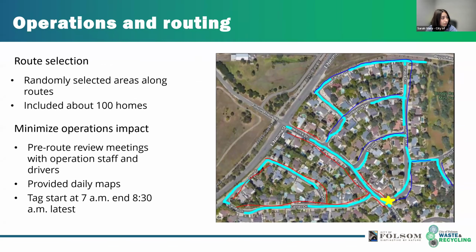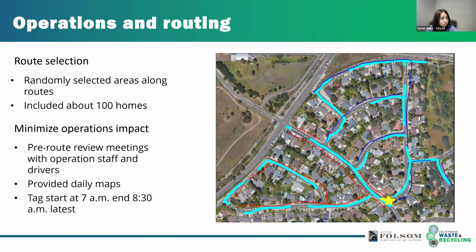As far as operations and routing go, we worked really closely with our operations team to execute our route reviews. One of our main goals, as I mentioned, was to minimize the impact on our operations and collection team as much as possible. This was really about drawing a line and finding a middle ground: how we can meet the requirements for 1383, but at the same time, what works for our operation. So we looked at all of our routes, and we randomly selected areas.